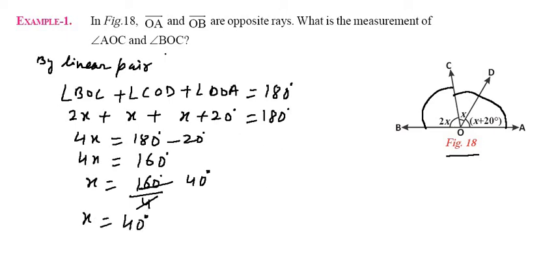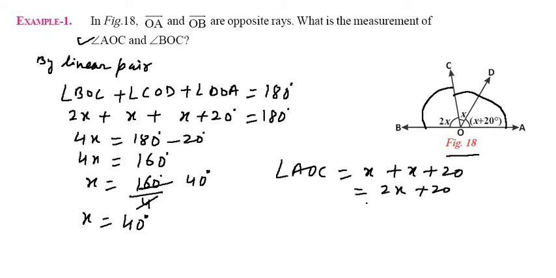So what will be these angles? First of all, we can find the angle of AOC. What is the angle of AOC? You can see here AOC, it will be x plus 20. So that means it is 2x plus 20. So 2 into x, which is 40, plus 20. So it becomes 80 plus 20 and that is 100 degrees. So you have to write degrees here. So that will be your answer.